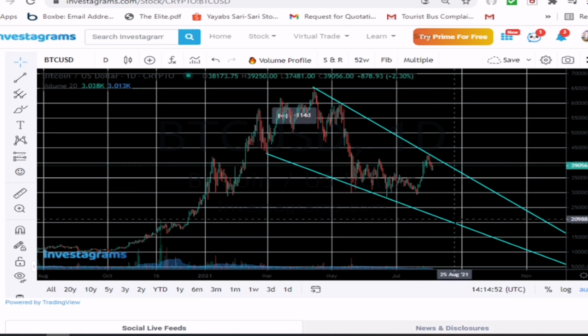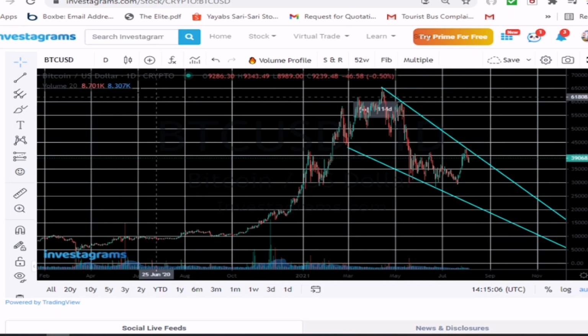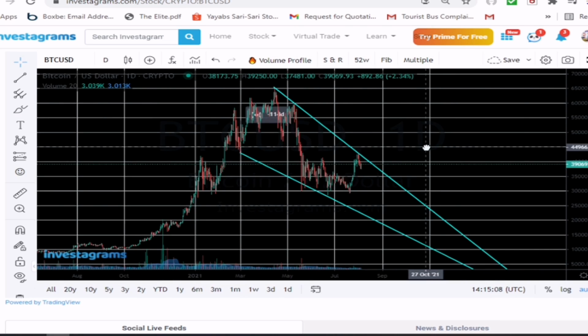Ngayon, pwedeng bumaba siya ulit dito. Malalim to. Nasa 18.20 tayo, so wag na sana siyang bumaba dito. And once na ma-break to, sa tingin ko, ayun na yung hinihintay ng lahat na over 100,000 na ang price ng Bitcoin.